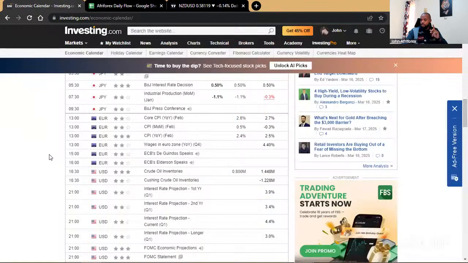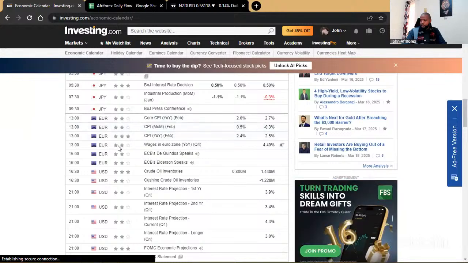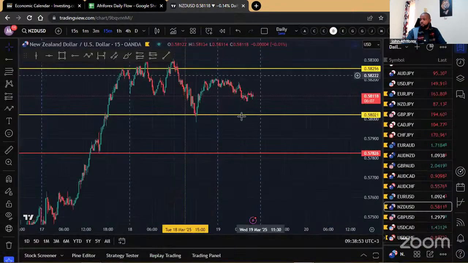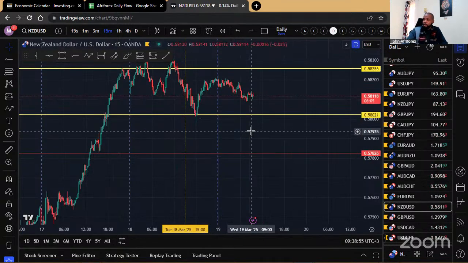And also remember that we have the CPIs for the euro at around 1 p.m. Especially if the CPIs come out positive, I wouldn't be surprised to see that one shoot to the upside quite aggressively. So moving on to the next one, this is the New Zealand dollar against the US dollar.